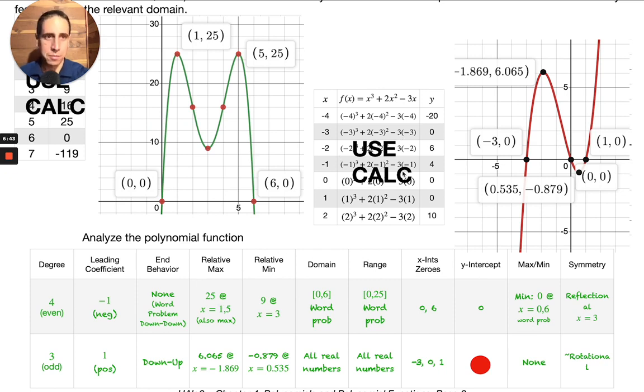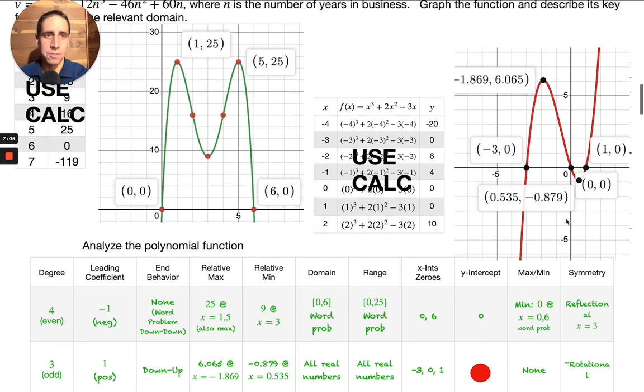Relative maximum, it does have a relative maximum right here, because in its own little zoomed in area, this is the highest point that it has. And the y value is going to be the output. The highest output is going to be 6.065, and where exactly is that going to occur? When x is equal to negative 1.869, approximately. It has a relative minimum over here, boom, at this y value and at this x value.